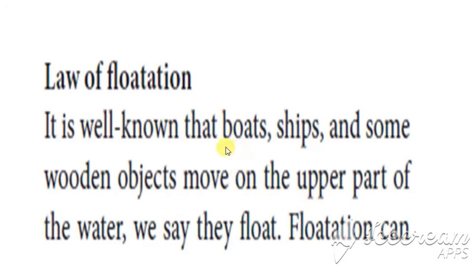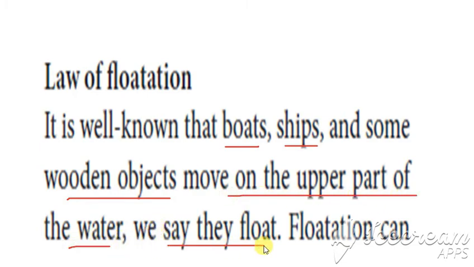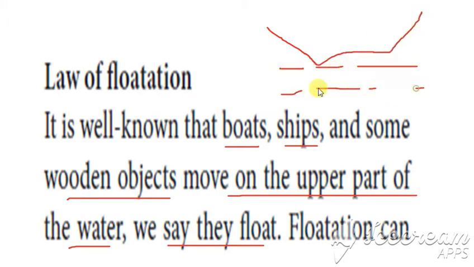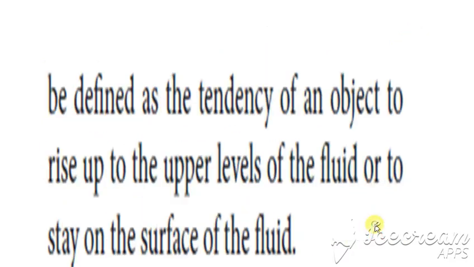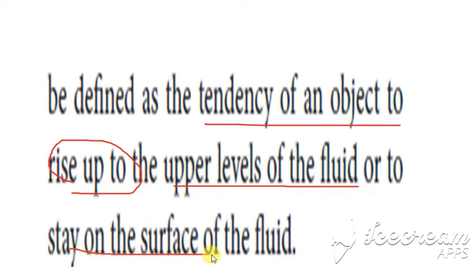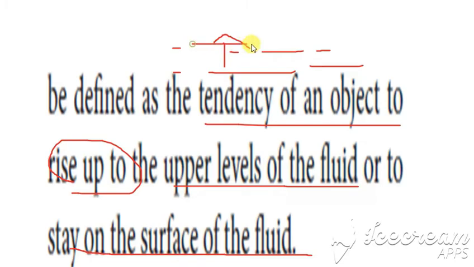Next is the law of flotation. It is well known that boats, ships, and some wooden objects move on the upper part of the water. We say they float, is it not so? If you consider the boat, it floats in the water, and the ships and even some wooden objects float on the water. So flotation can be defined as a tendency of an object to rise up to the upper levels of the fluid or stay on the surface of the fluid. Okay, so that tendency is said to be flotation.